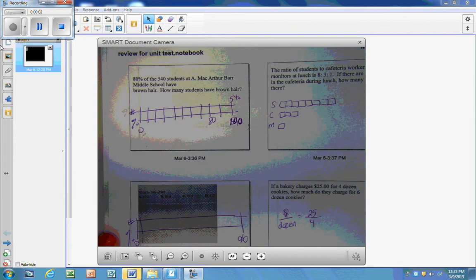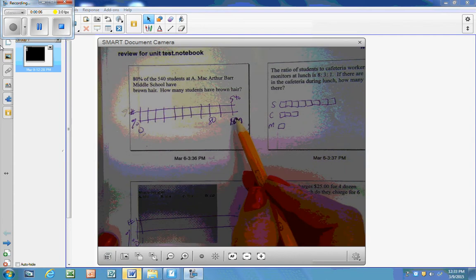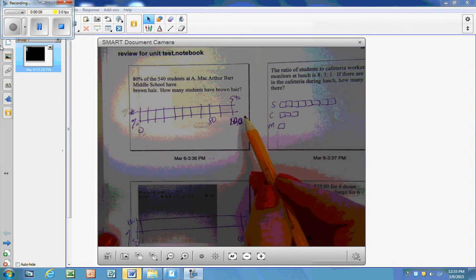Okay, so looking at our test review, we have this question. 80% of the 540 students at A. MacArthur Middle School have brown hair. How many students have brown hair?